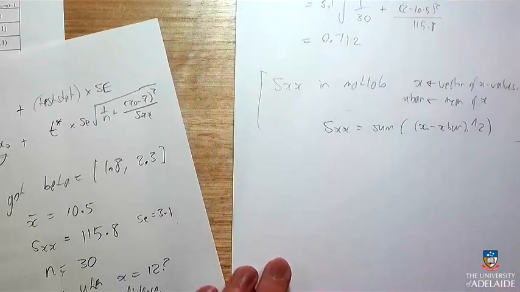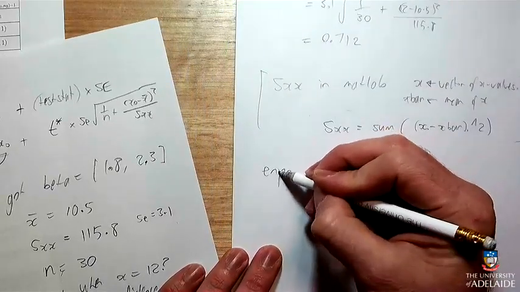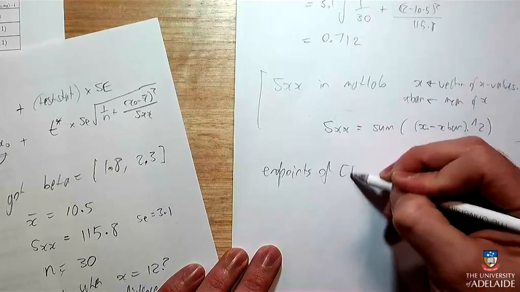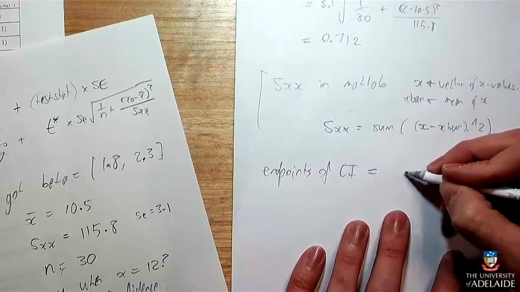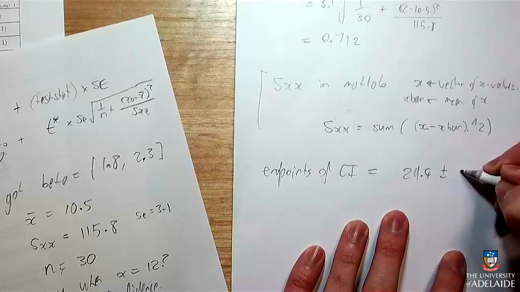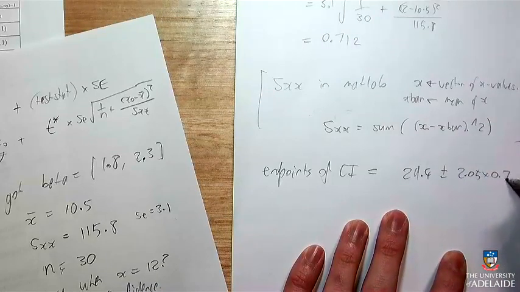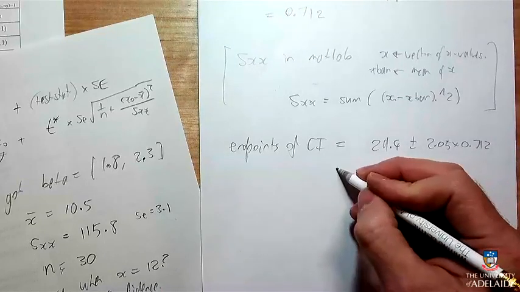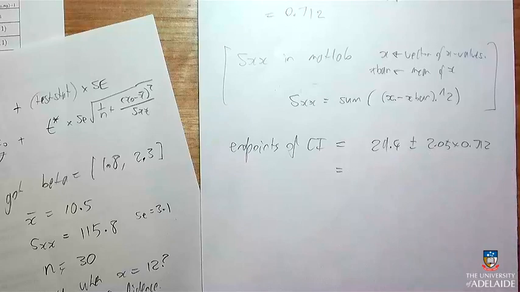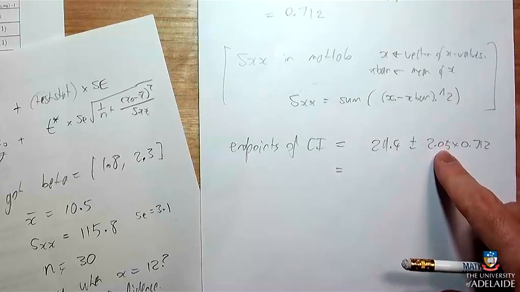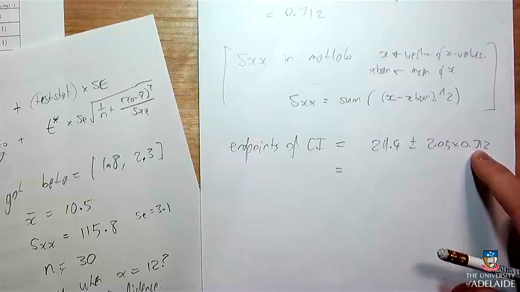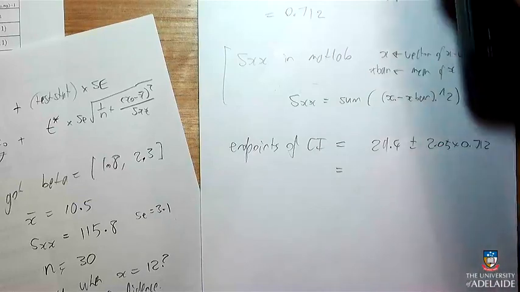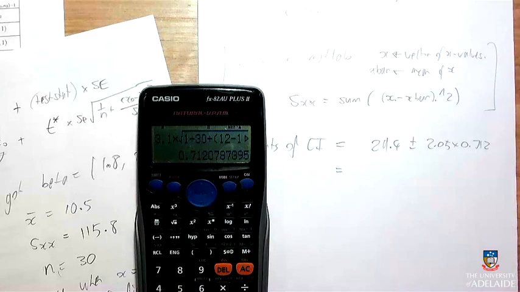And so finally, my endpoints of my confidence interval are going to be my 29.4 plus or minus my 2.05 times the 0.712. Because they're all the numbers I've just calculated. It's the estimate, which was the y bar, plus or minus the t, which is the 2.05, times the capital SE, the standard error. So 29.4. You should probably give yourself a few more decimal places when you do this.